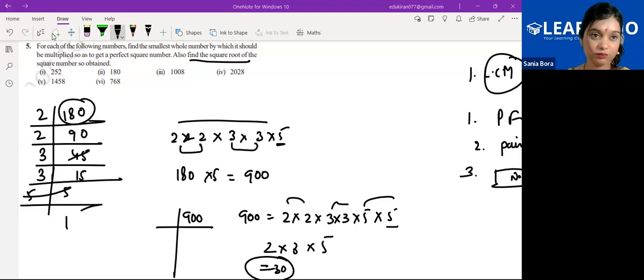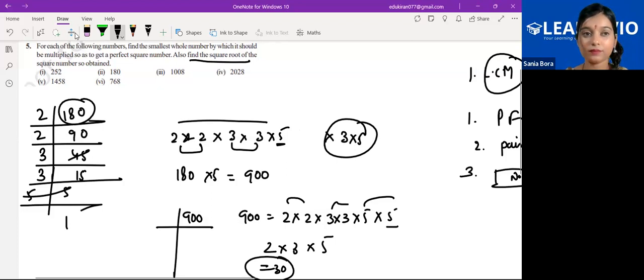I have a doubt. What if there are two numbers which don't have a pair in the prime factorization? So you will multiply both the numbers, for example, 3 and 5, both. Multiply both of them, 15, and then multiply that with the original number. This 15 you will multiply with 18.